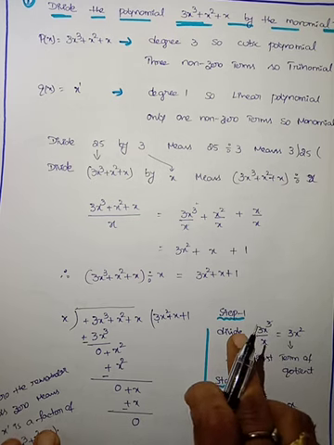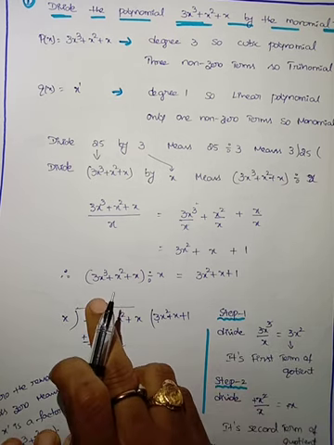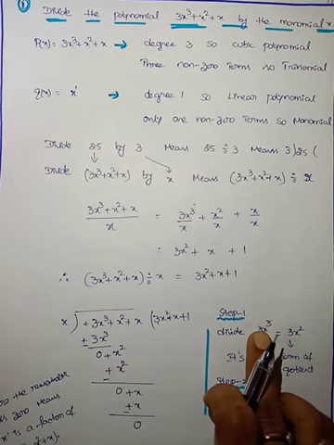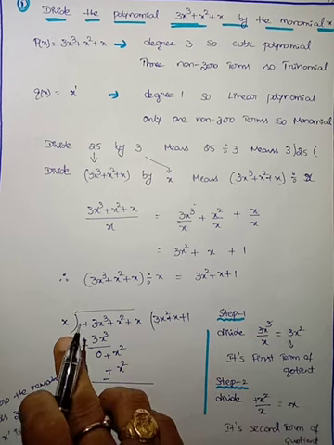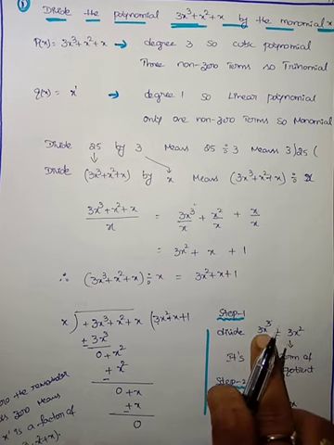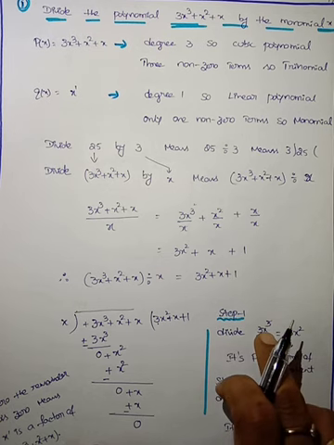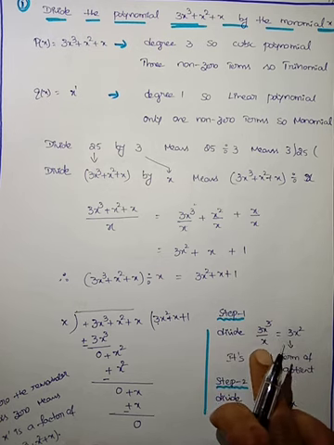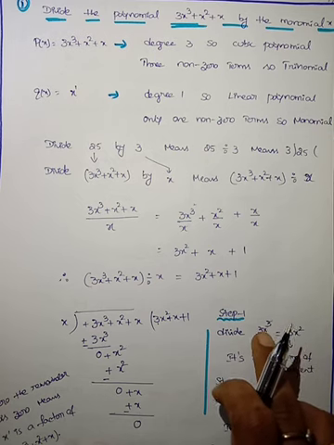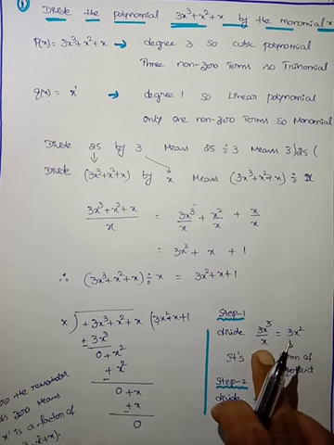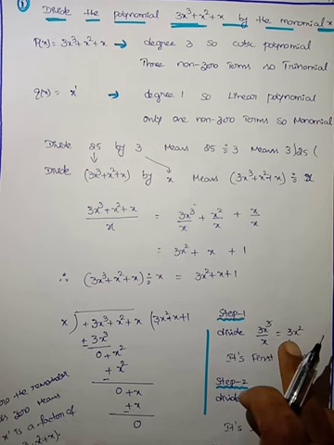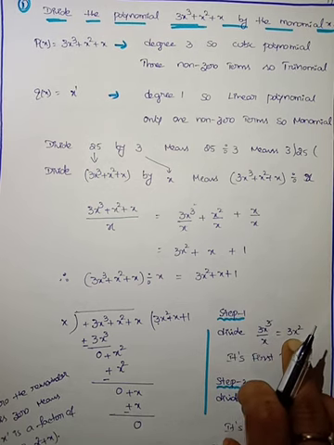So in step 1 you take the first term of the dividend, and it is divided by the first term of the divisor. Here 3 is a constant. How many x's are here? 3 x's. How many x's are here? Only 1 x. 1 x is cancelled. How many x's remain? 2 x's, so x square. 3x cube by x: 1 x is cancelled, 2 remain. So here the result is 3x square.